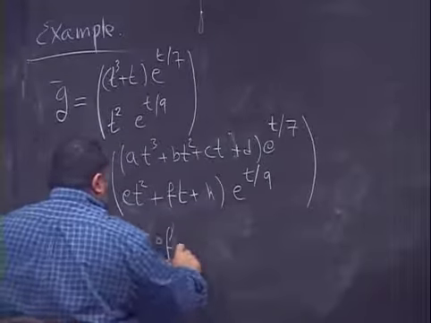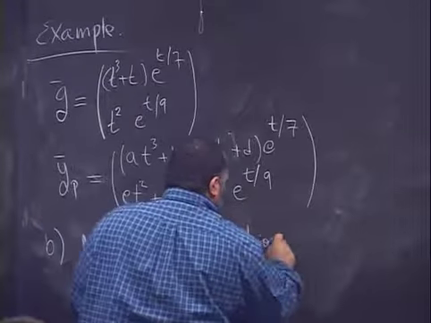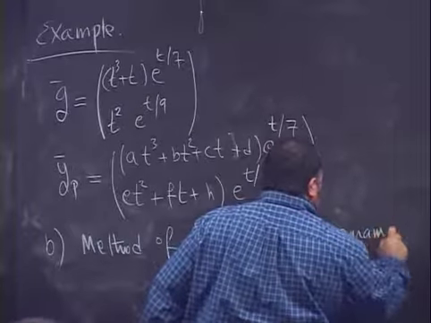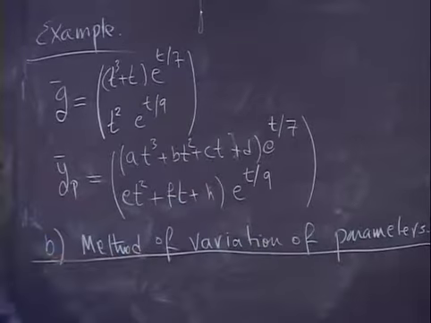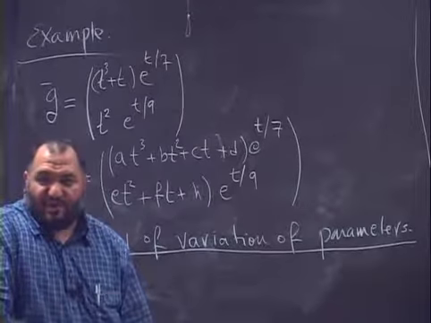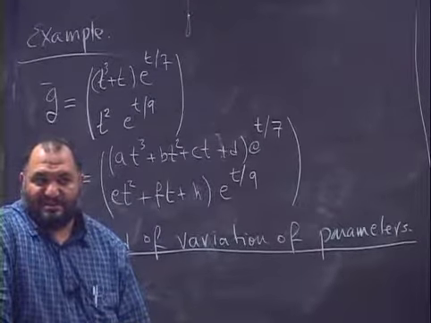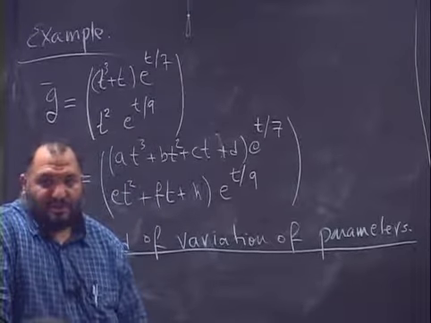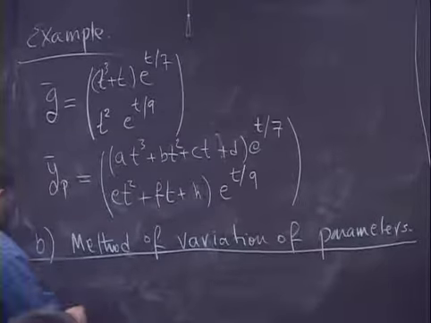Method of what? Variation. Variation of what? And we already discussed the method of variation of parameters before the end of the last lecture. And we solved it only for second order differential equation where we have only two solutions. Yes? So now we will generalize it to get the nth solution.